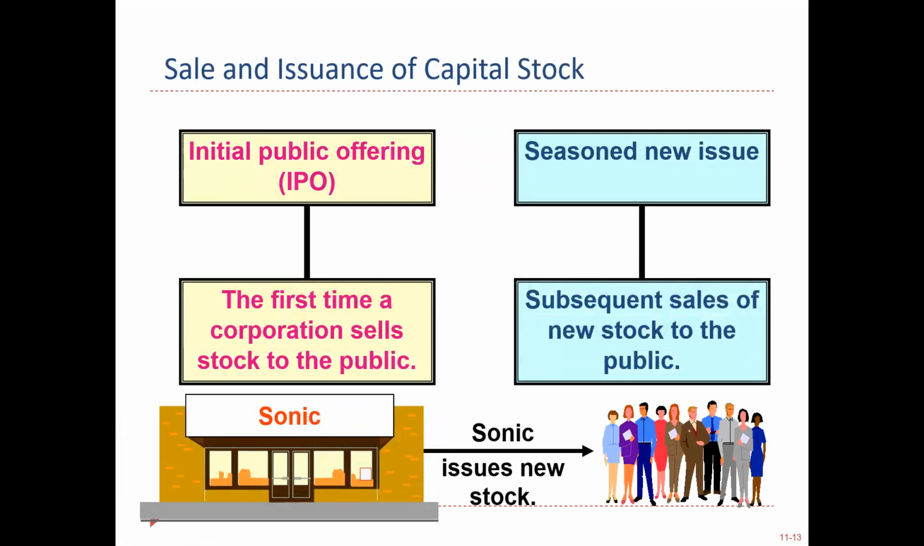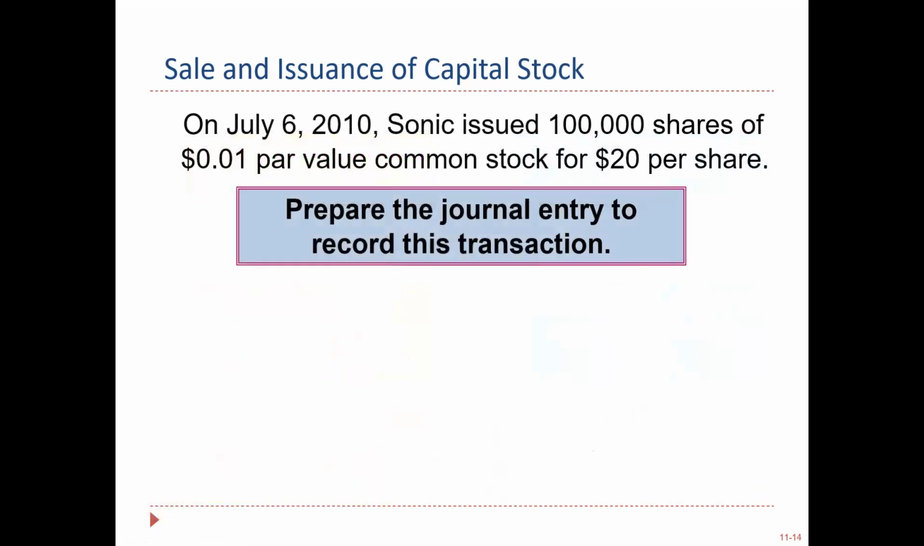Issuance of stock. What they're talking about here is an initial public offering. This is the first time a corporation sells stock to the public. The shares that are originally sold to investors from the corporation are called an issue. The first time you sell it, we're going to call it an issue, and then subsequent shares of new stock would be a seasoned new issue. Any shares that the company has authorized are issued shares when they go out to the public. At one time, we're going to use the word issued.